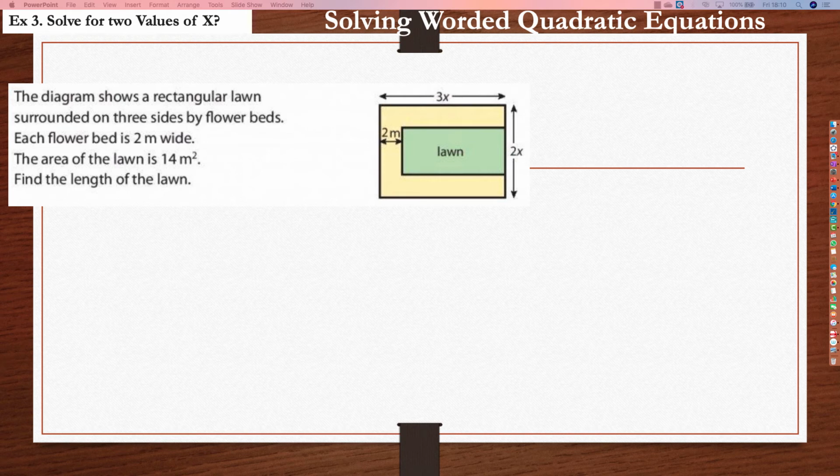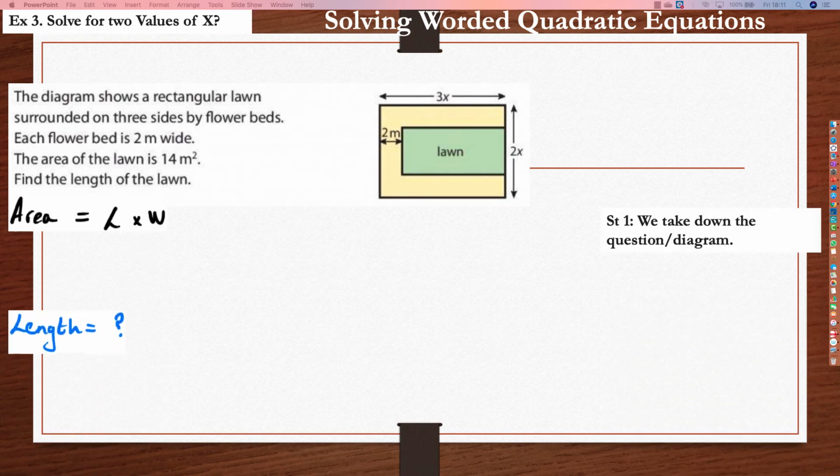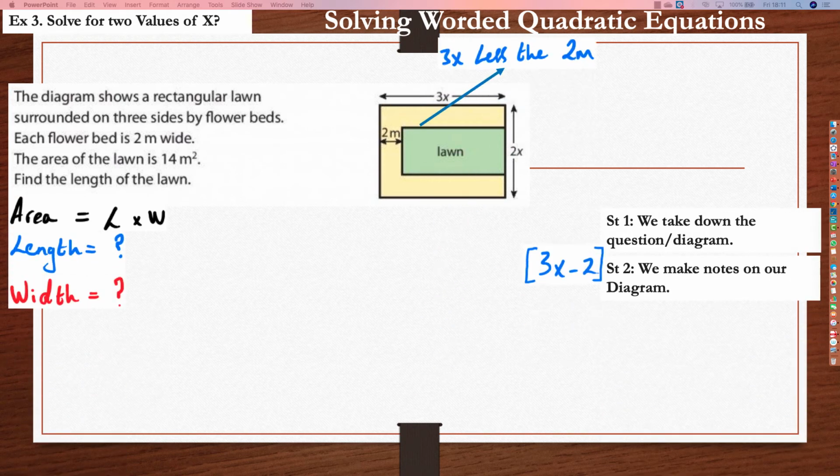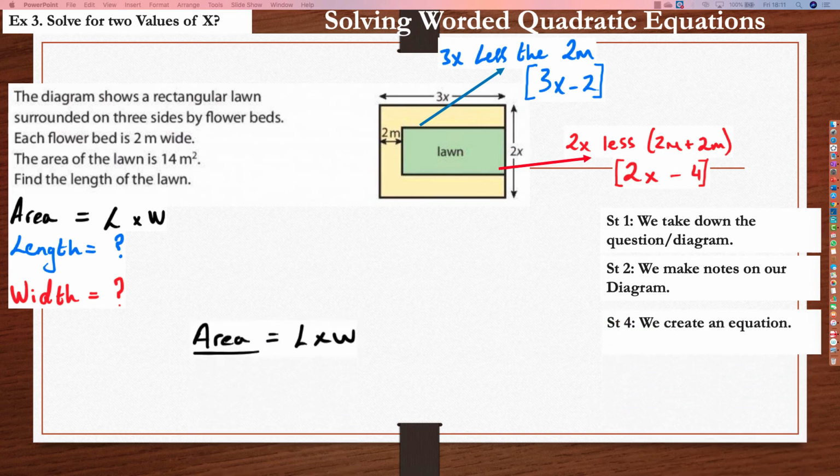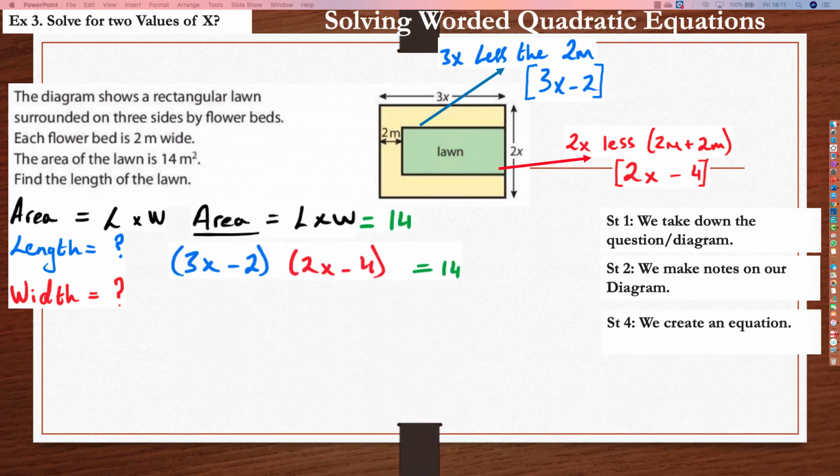Area. So we can say that 3x minus 2 by 2x minus 4 is 14. The length is 3x minus 2. The width is 2x minus 4. They give you the 14, and you have to figure out what x is. Off you go. Obviously, the easy bit is to solve it. The hard bit is you have to be able to create the equation.